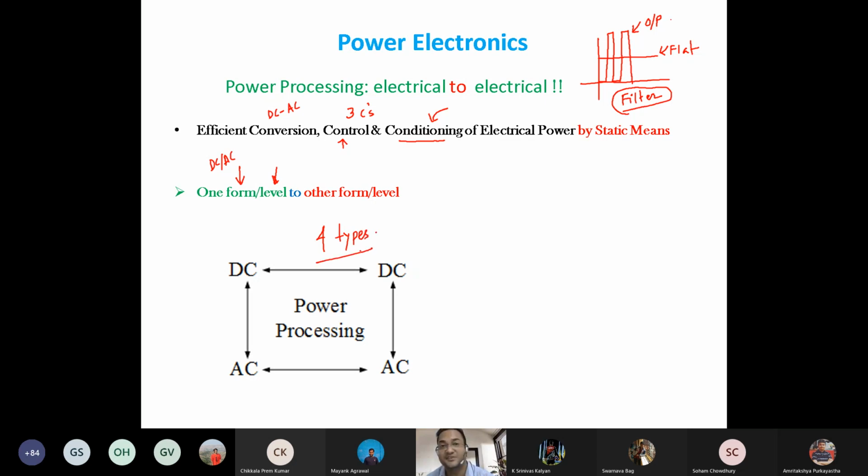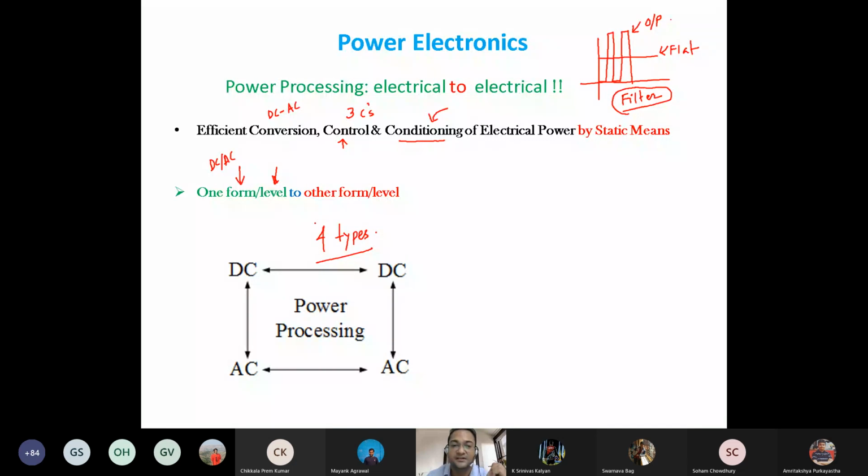Now you may ask, sir, it is already DC. Why do you want another DC, right? So those things we'll discuss with an example. A lot of my non-electrical friends ask this question: why do you need a DC to DC converter? Here also it is DC, there also it is DC. Why do you want that? So I'll give you an example and it will be clear to you later on.